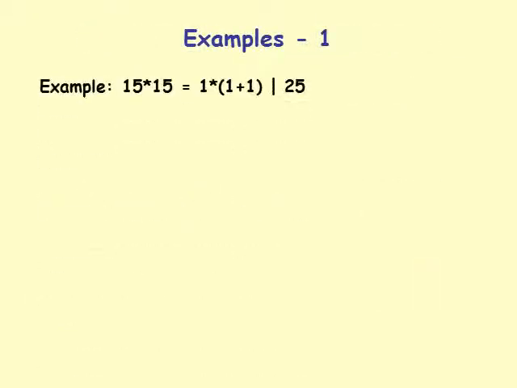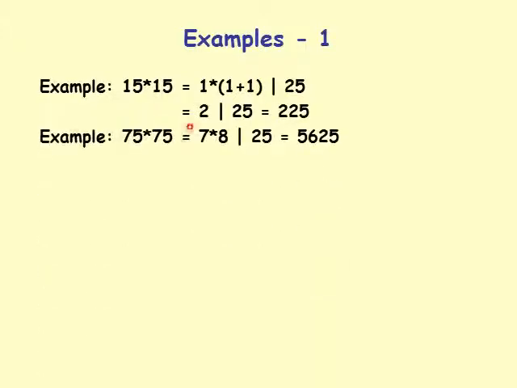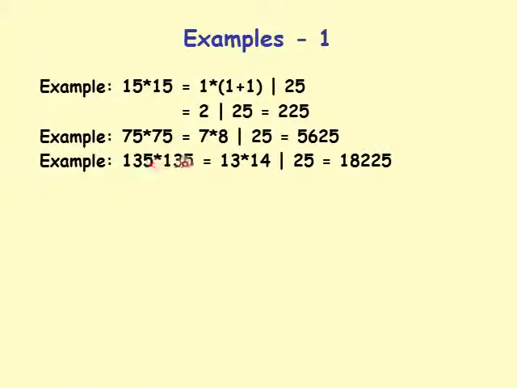Some examples now. 15 times 15. On the left, it's 1 times 1 plus 1, which is 2, and on the right is 25. So 15 squared is 225. Next, 75 times 75. On the left it's 7 times 8, as 8 is 1 more than the 1 before of 7, and on the right, 25. The answer is 5625. Example, 135 times 135. On the left, it's 13 times 14, as 14 is 1 more than the 1 before of 13. On the right is 25, and the answer is 18225.